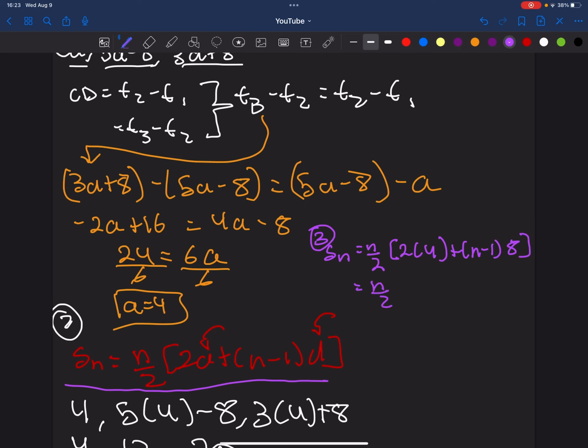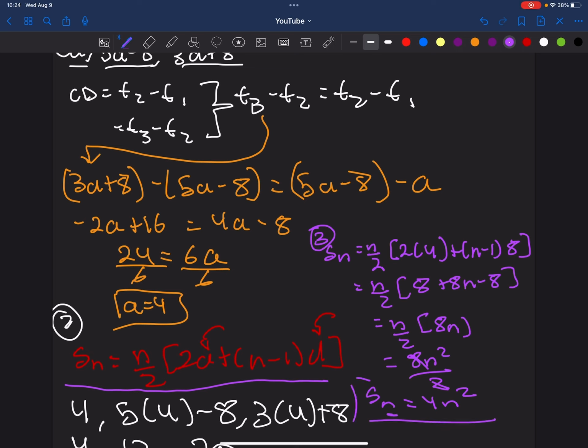So n divided by 2 times 8 plus 8n minus 8 because you're distributing the 8. And then we're left with n divided by 2 times 8n. And then 8n squared divided by 2. And then we're left with 4 times n squared. Therefore, we did prove that the sum of the first n terms is equal to a squared value.